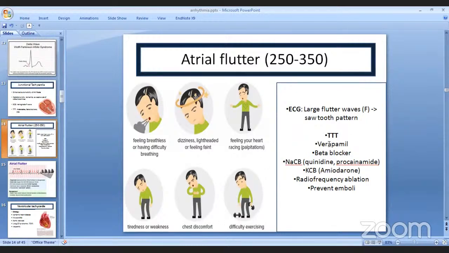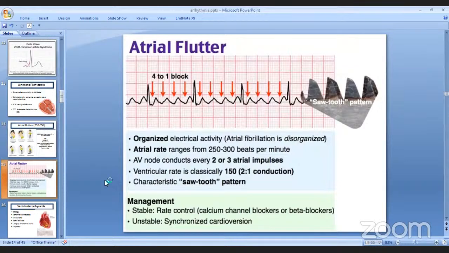For treatment, I have already mentioned verapamil and beta blockers. We can also give sodium channel blockers to decrease the heart rate, as I've said earlier, and potassium channel blockers. Another option is radiofrequency ablation of the abnormal cells: whichever cells are generating this abnormal electrical activity, we can ablate them. And the last one is preventing emboli. We'll talk about this in detail in atrial fibrillation.